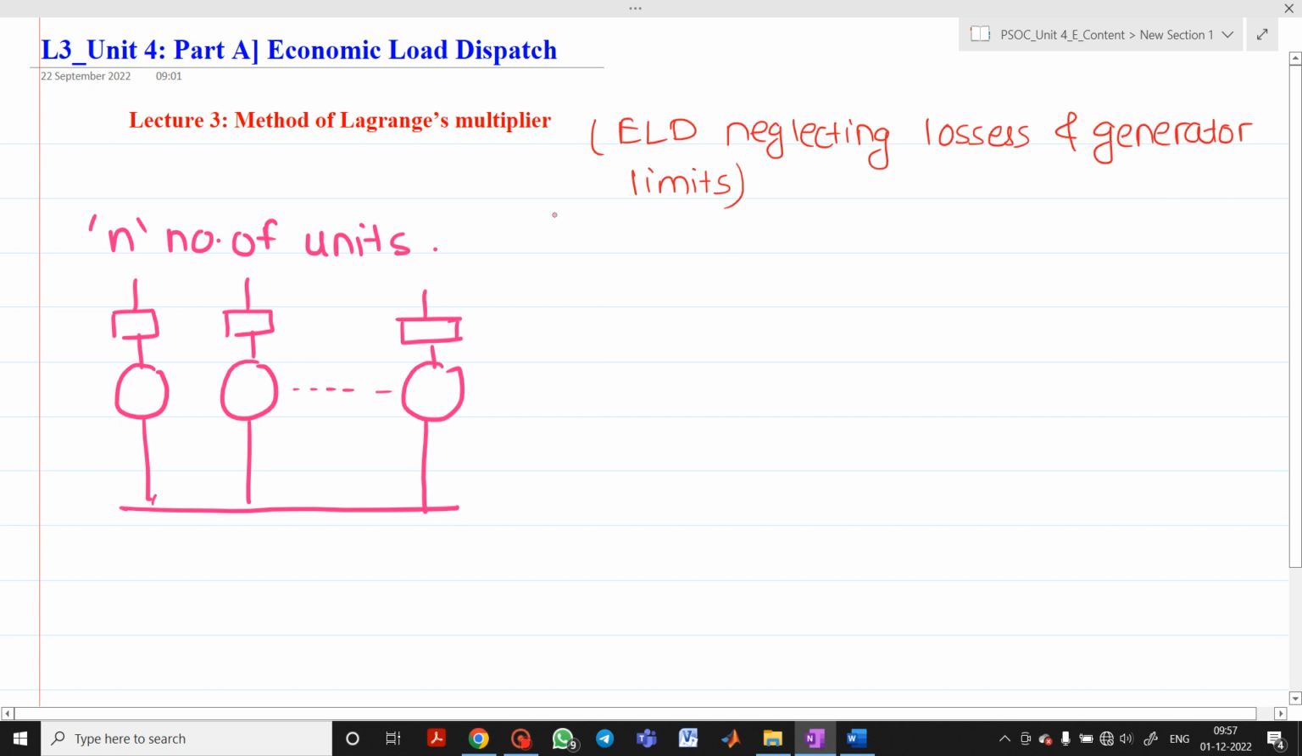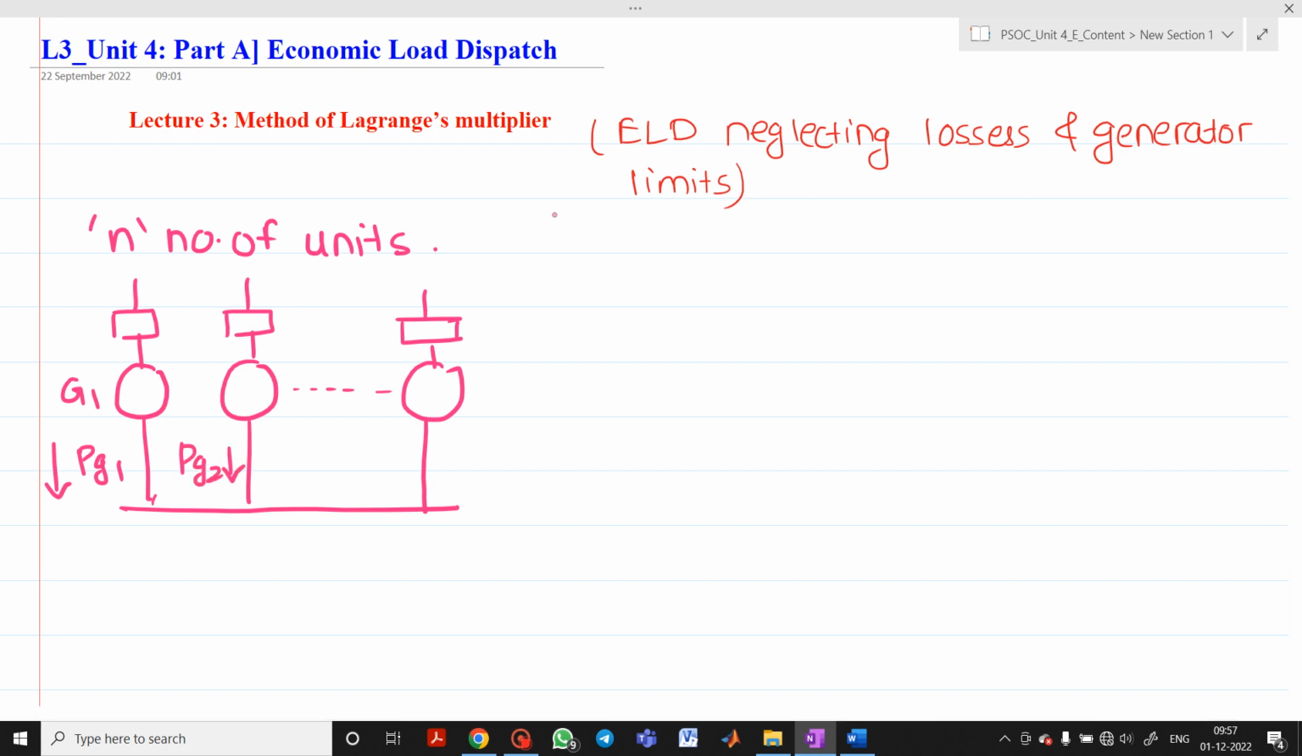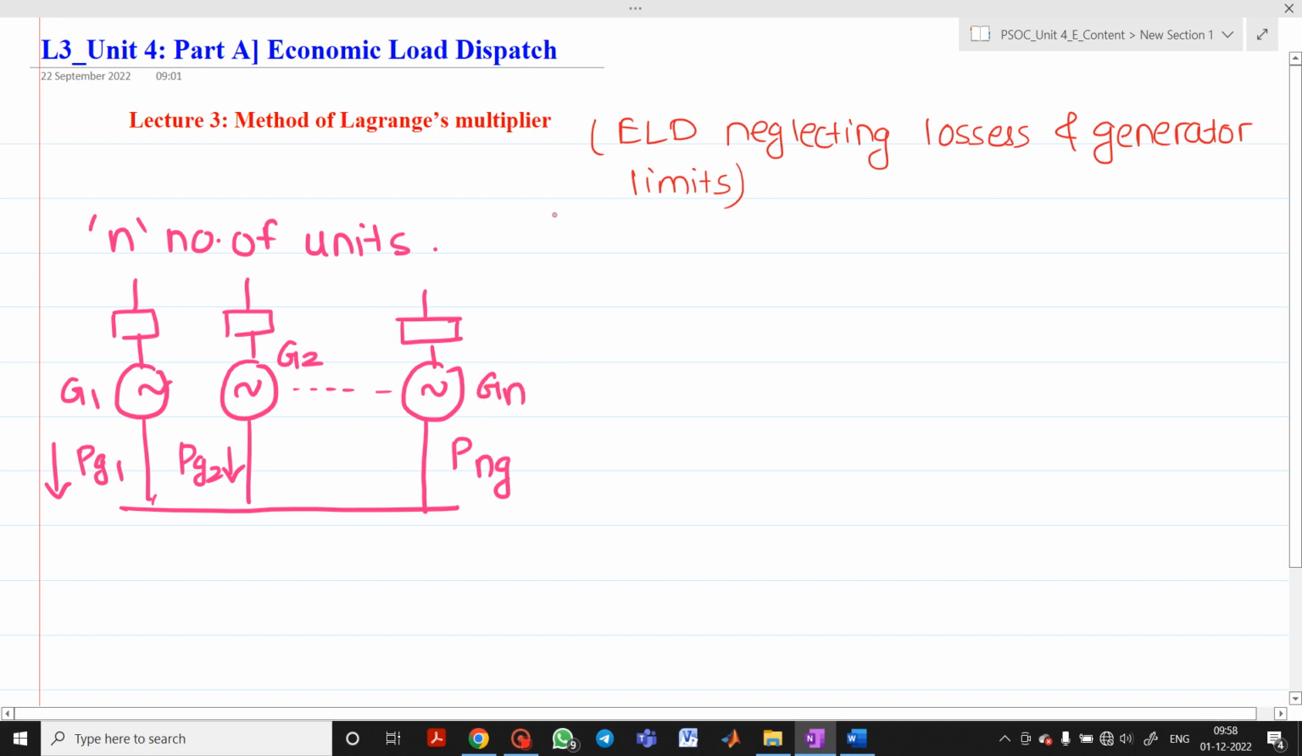Let's say this will be generator 1, G1. The power generated by generator 1 is Pg1. This is generator 2, and the power produced by generator 2 is Pg2, and here I can write Pgn, and this will be Gn, n number of generators we are talking about. And to this bus some kind of load is connected, so this is PD. If you see, the plants are connected to a common bus, so this will be the load demand.